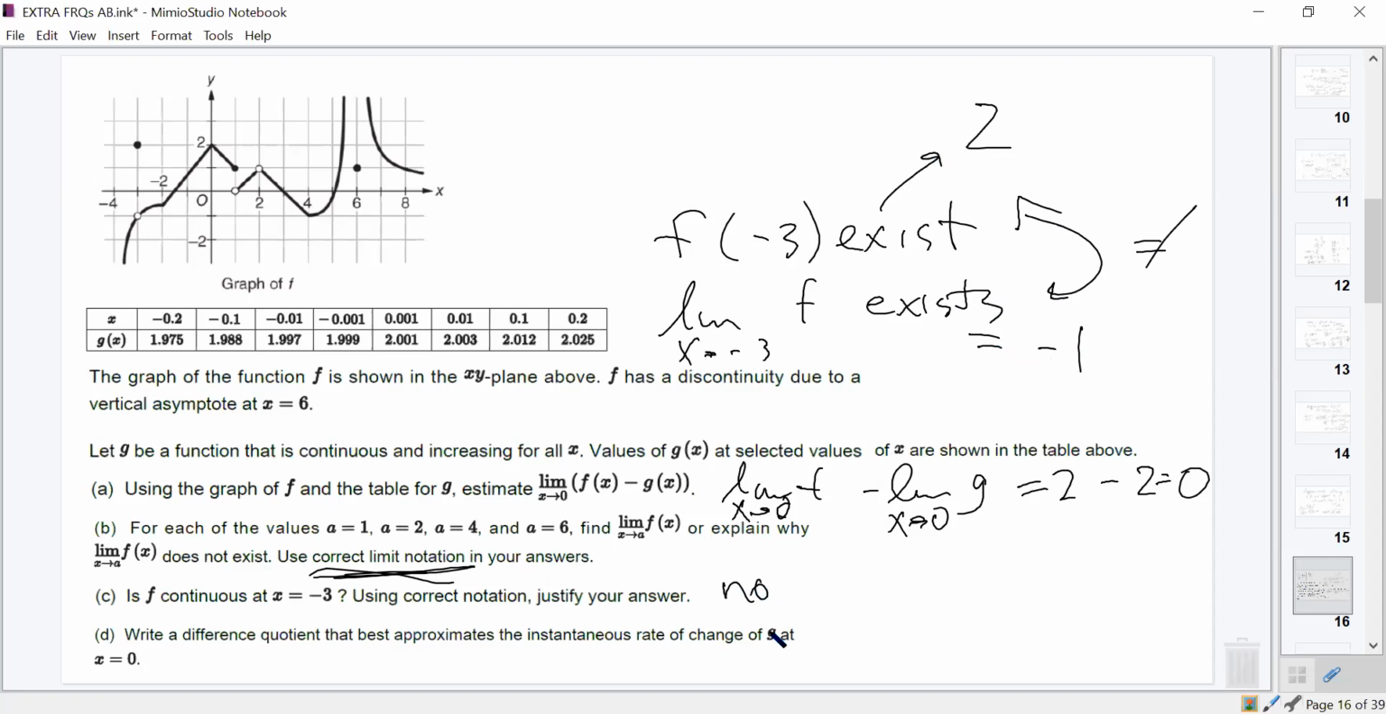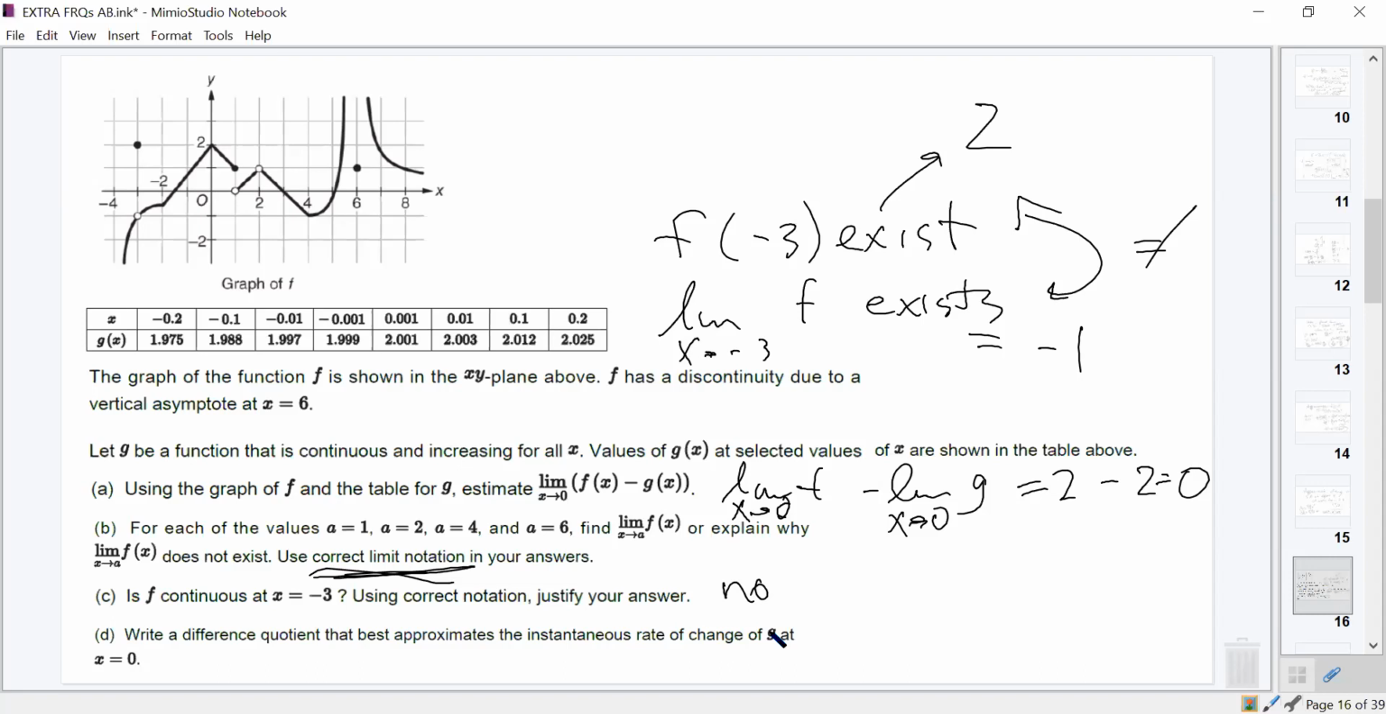And that's the justification they'd want to see. The f of -3 exists. The limit as x approaches -3 of f exists, but those aren't the same, therefore not continuous at -3. You have to mention the values, or can you just write that the limit doesn't equal the actual value? They'd like to see the values. Okay. Yep.